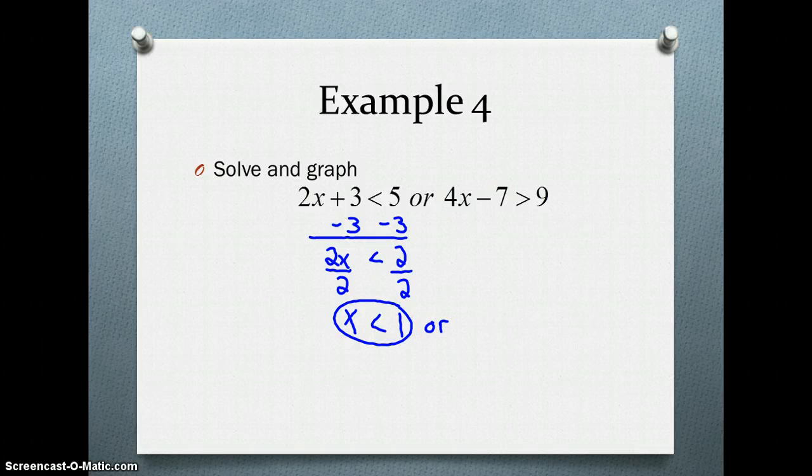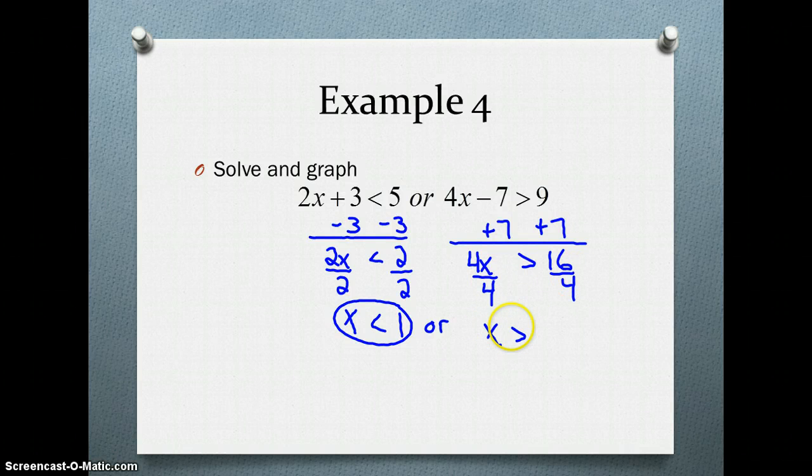Or, now we solve the second inequality. I add 7 to both sides because I need to get that 4x term alone. I have 4x is greater than 16. The inverse of 4 times x is to divide both sides by 4. That ultimately gives me x is greater than 4 as my other inequality. So now I have two inequalities. I will come over here and graph them.